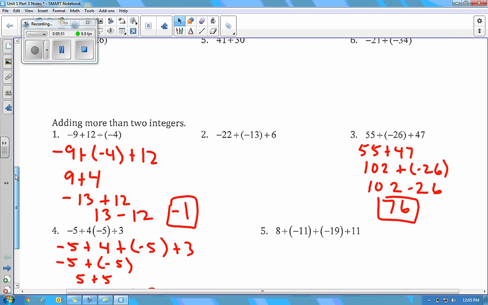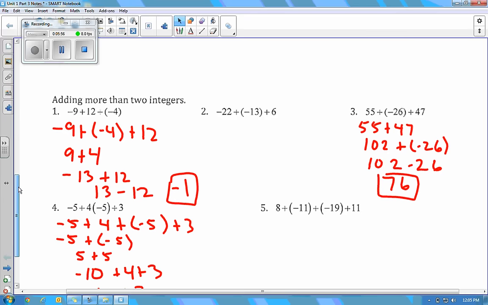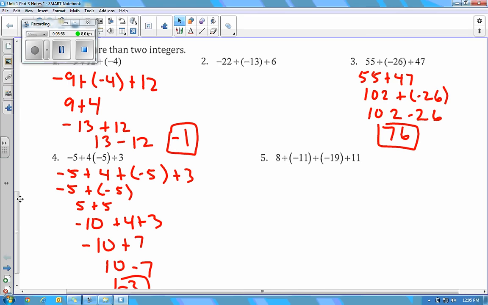So on this page, you're doing 2 and 5 from there, and you're doing 4, 5, and 6 from the first part. Make sure you get all those done. Make sure you check them with the answer too.